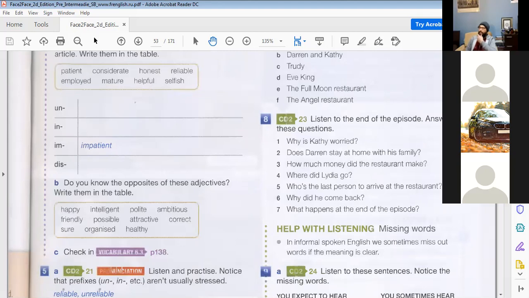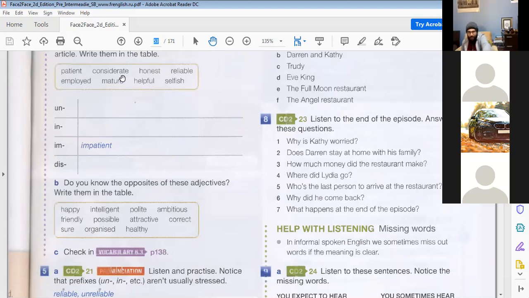Friendly. Unfriendly? Possible? Impossible. Attractive? Unattractive. Correct? Incorrect. Sure? Unsure. Organized? Disorganized. Healthy? Unhealthy. Okay, healthy is maybe easy.